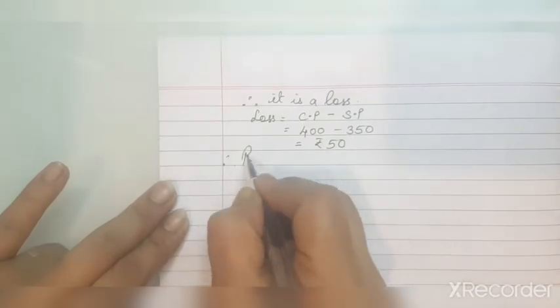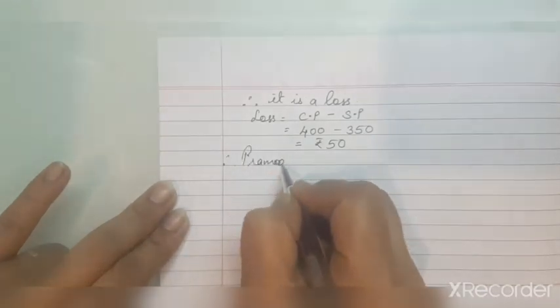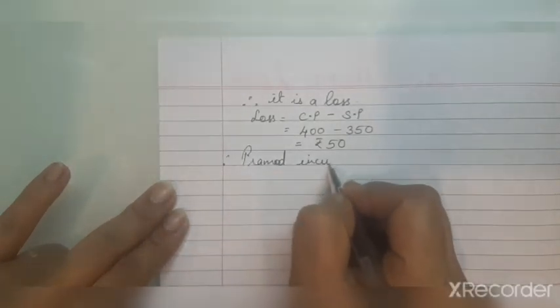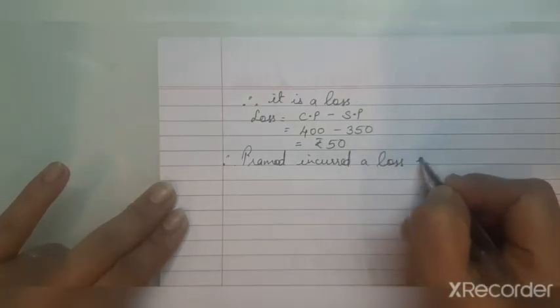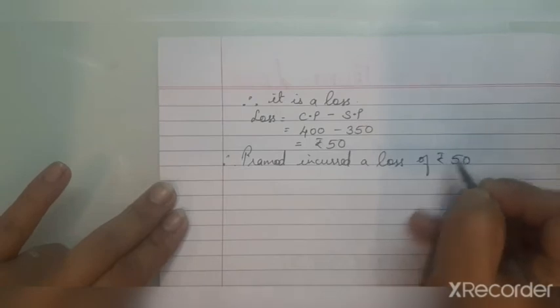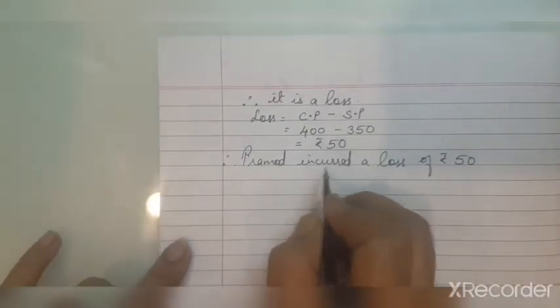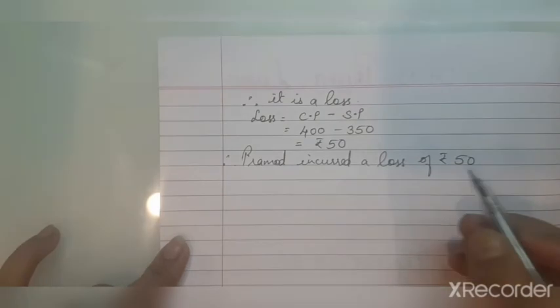Therefore, Pramod incurred a loss of rupees 50. Incurred means he made a loss. So this is a word we use. So Pramod incurred a loss of rupees 50.